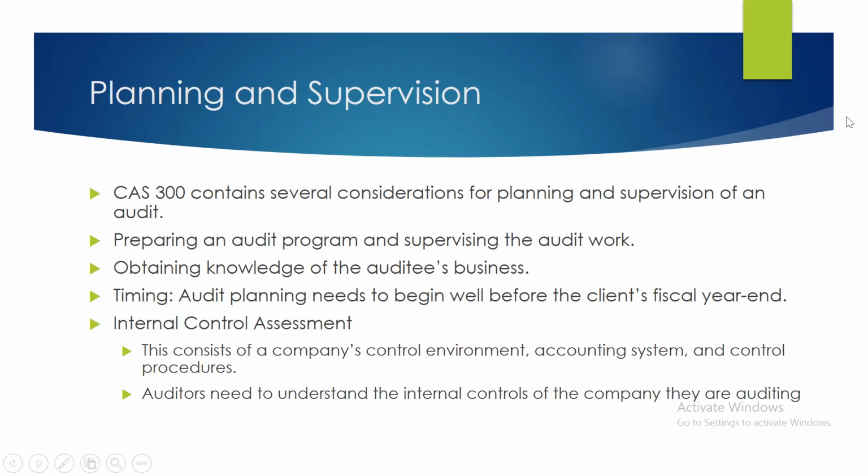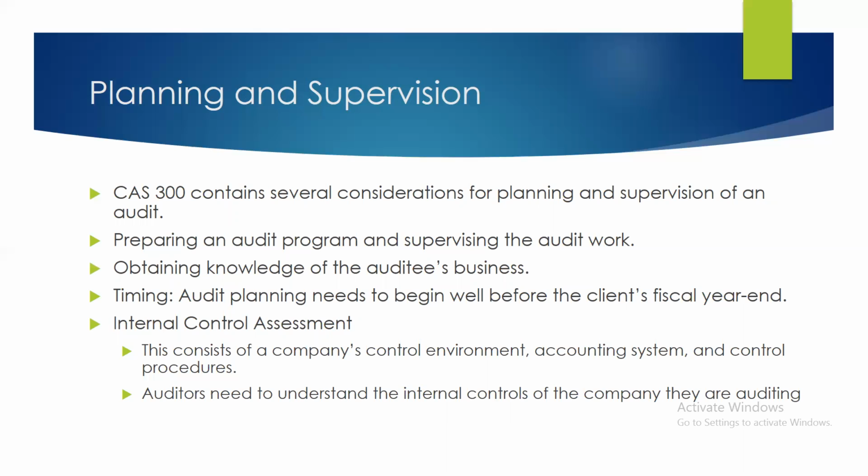So, talking about planning the audit, CAS 300 talks about what we have to do to plan an audit. An audit program, or audit plan, needs to be created. So we need to make an audit planning memo talking about the knowledge of the auditee's business, the risks that are involved, audit risk, materiality, like I was talking about, and we also want to discuss what type of audit procedures we're going to do. That's all part of what we call the audit planning memo. We have to look at the timing. The audit planning needs to begin before the client's fiscal year end. Usually the auditors will go in and do the audit after year end, but planning needs to happen well before year end.